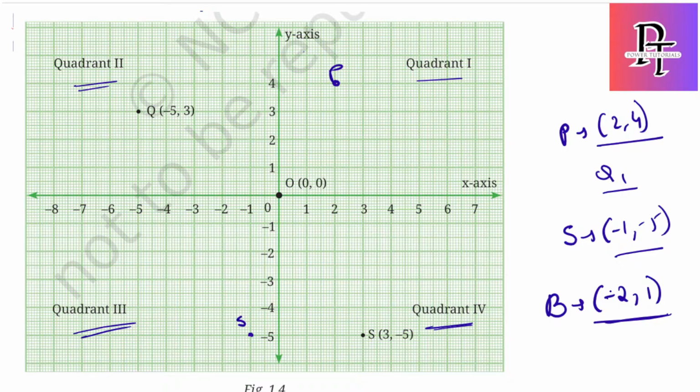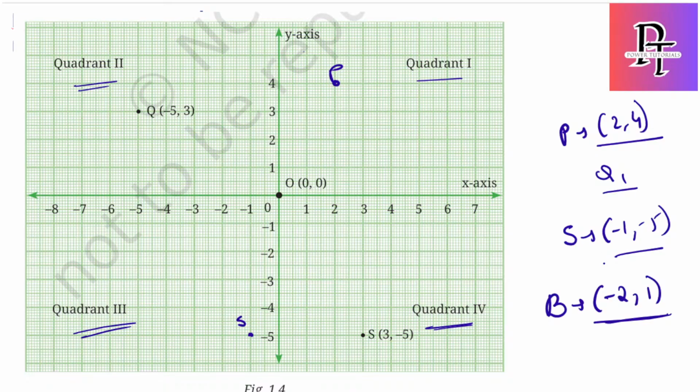Hi Kanak, thanks for joining. Kanak, can you tell me which quadrant point B belongs to? Okay, maybe you're feeling shy or something, but fine.